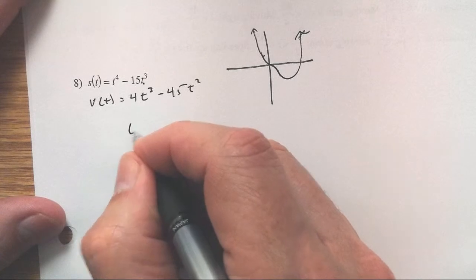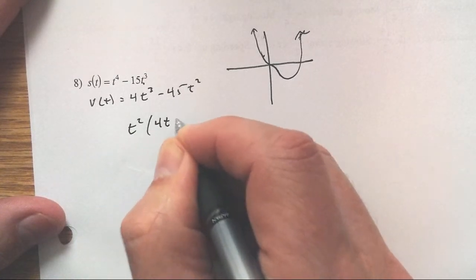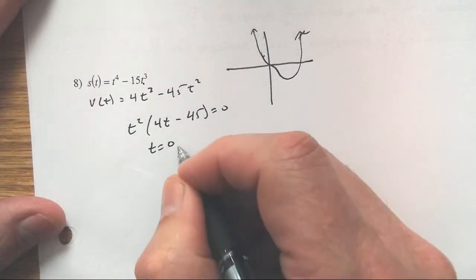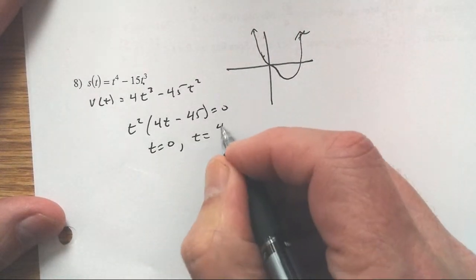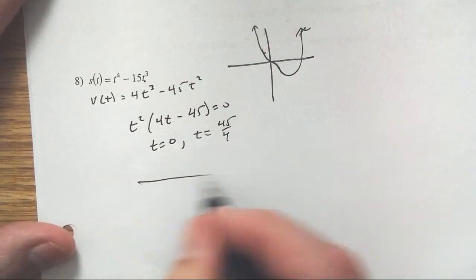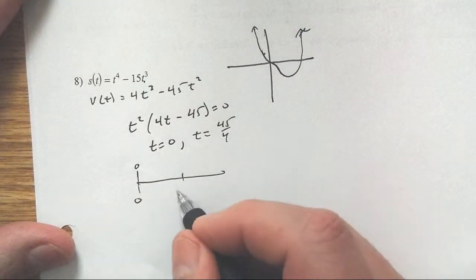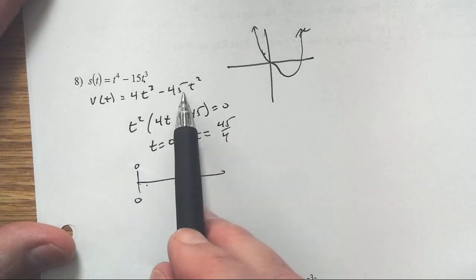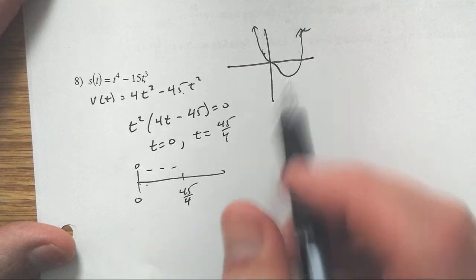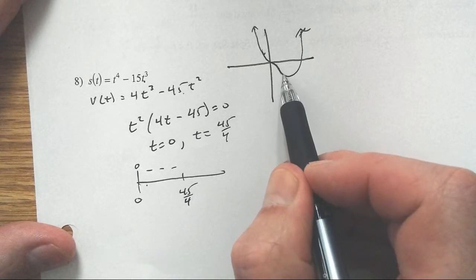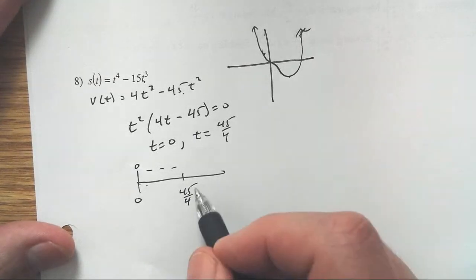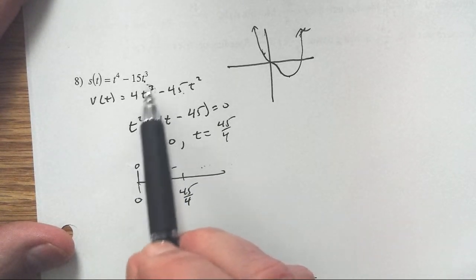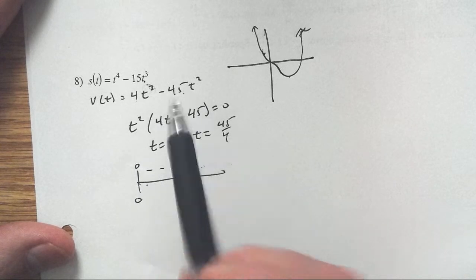So let's take a look. I can factor out a t squared. I get 4t minus 45 equals 0. t equals 0, that's a double 0, or t equals 45 on 4. Let's see, put in 1 and I get 4 minus 45, negative. Good, my squirrel's moving backwards. Put in something bigger. As we get bigger and bigger, this t cubed is going to take over and positive is going to win the fight versus negative.